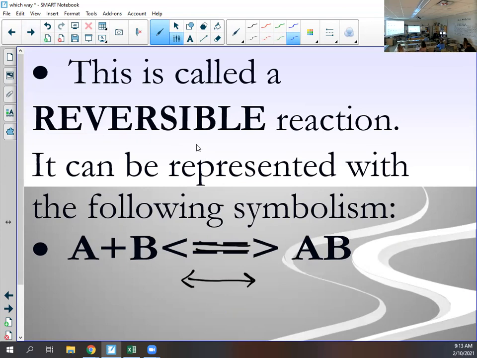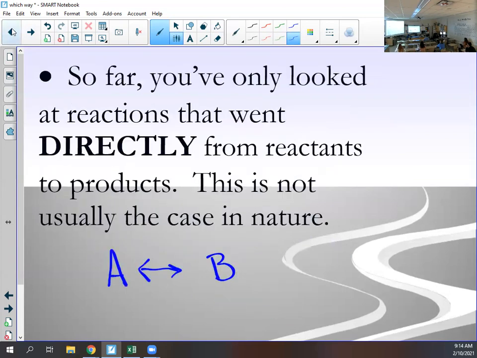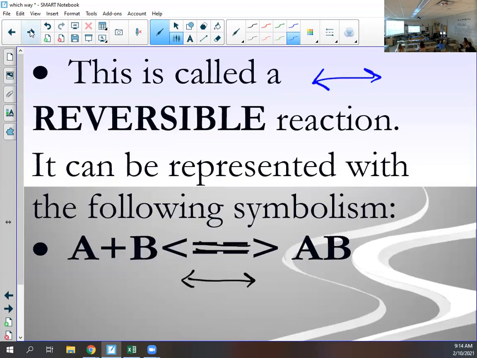When this happens, we call it a reversible reaction. It's one we can reverse. It can be represented with the following symbolism. Again, it's just a two-headed arrow. That's the only difference. Instead of just pointing that way, we're going to say it could go either direction. Really simple. Okay. I should go back real quick. Oh, no, we're not there.